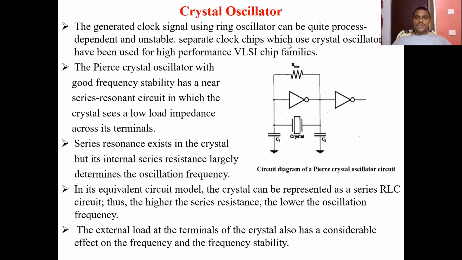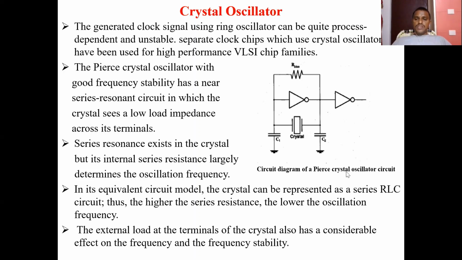Separate clock chips which use crystal oscillators have been used for high performance VLSI chip families. The ring oscillator is used in low end microprocessors, but for high performance VLSI chip families, instead of using the ring oscillator, we will go with the crystal oscillator. The basic diagram of the crystal oscillator is shown here.